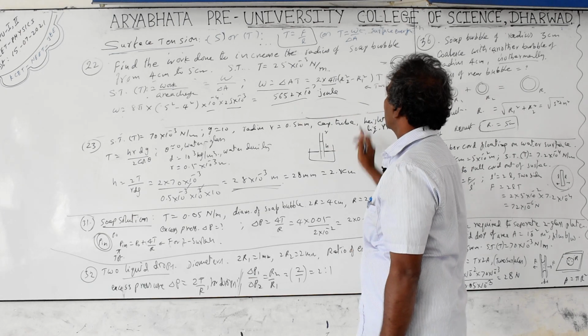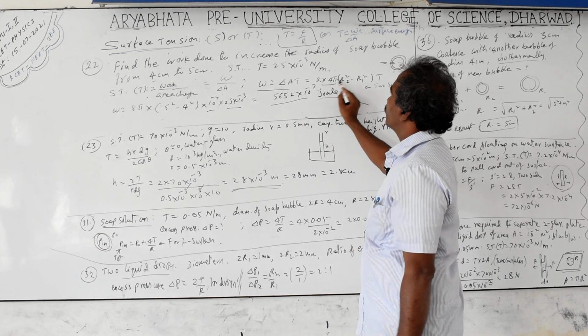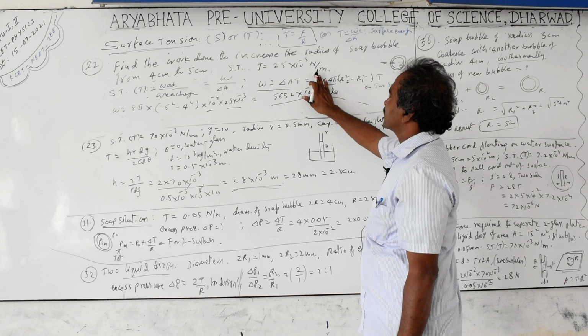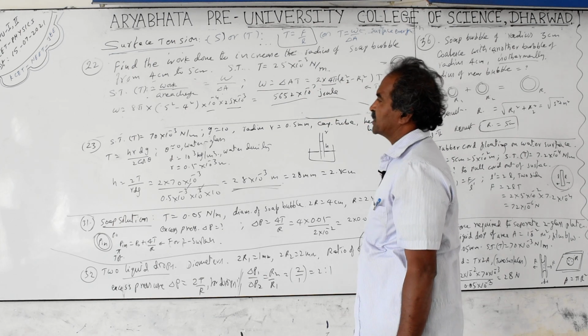If it is a liquid drop, the area is 4 pi r square, a single surface area. For a soap bubble, it means two surface areas.